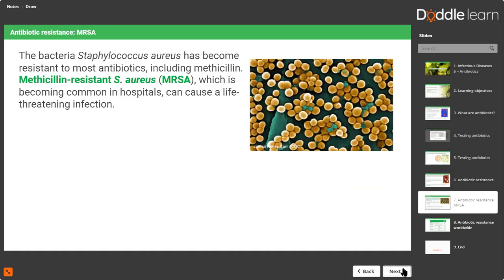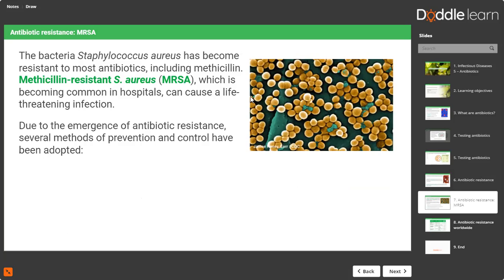And so then looking at antibiotic resistance, the bacterium Staphylococcus aureus has become resistant to most antibiotics, including methicillin. So we get methicillin-resistant Staphylococcus aureus, MRSA, and it's very common in hospitals and can cause a life-threatening infection. So due to the emergence of antibiotic resistance, we have several methods of prevention and control being adopted.